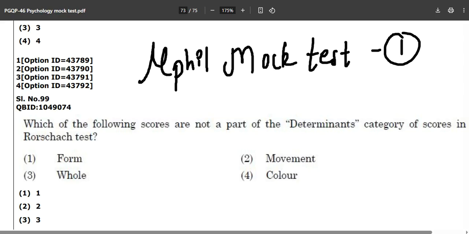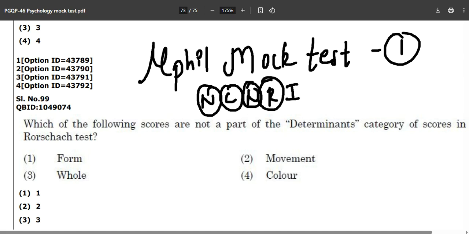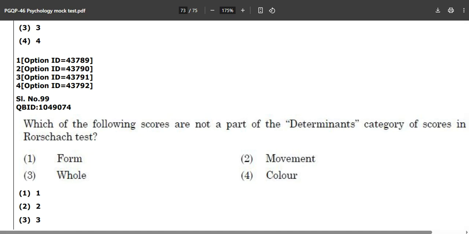Okay, so this is going to be part number 1 of our MPhil mock test series. Maybe you are giving NIMHANS, maybe you are giving CIP, maybe you are giving NFSU, maybe you are giving RINPAS, maybe you are giving IVAS. Whatever examination you are giving, this mock test series will help you to eliminate the wrong options and secure your seat to become a clinical psychologist.